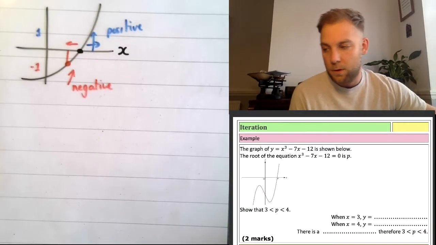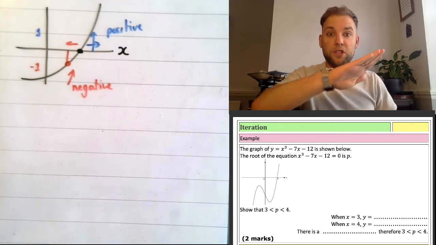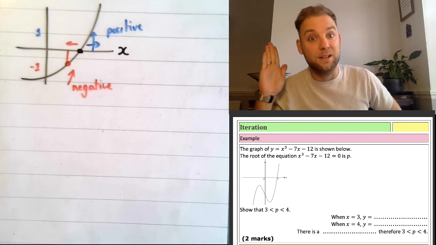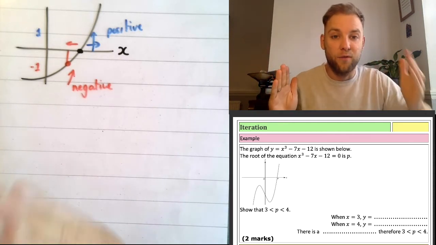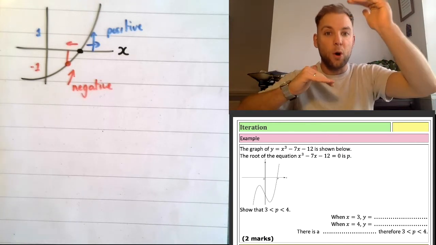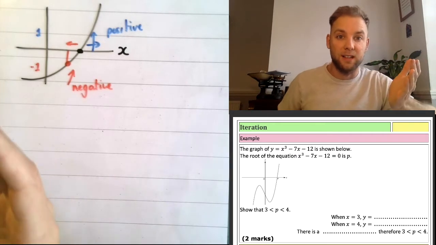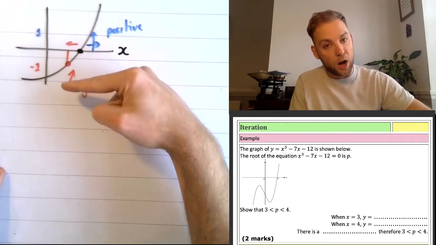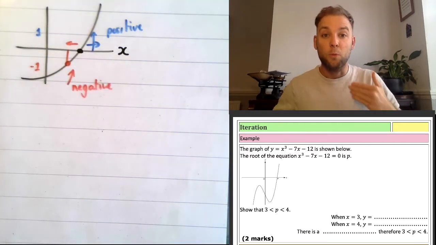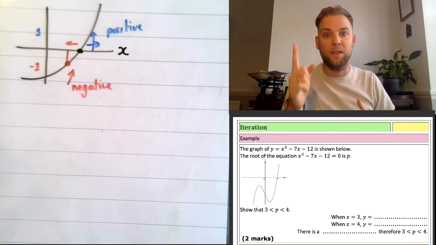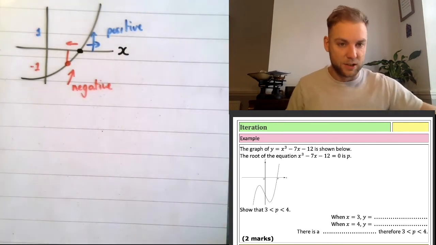So, to prove that p is a root, you look at something which is just before p, in this case 3. You look at something which is just after p, in this case 4. And if you sub both of those values in and you get one negative value and one positive value, then you know that it's just below and just above the curve. So p must be somewhere in between, which means that there must be a solution between 3 and 4. Now that's tricky to understand. Okay, I'll show you how to do this one then.